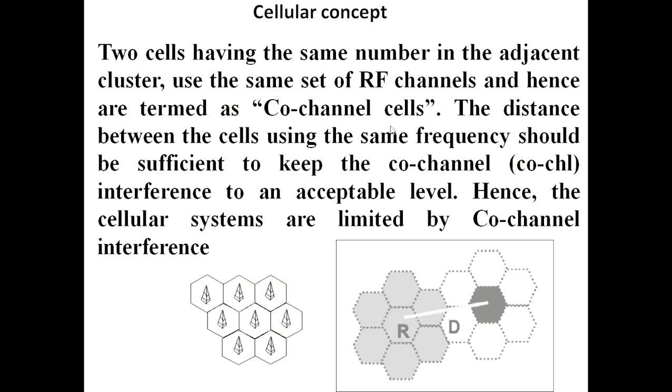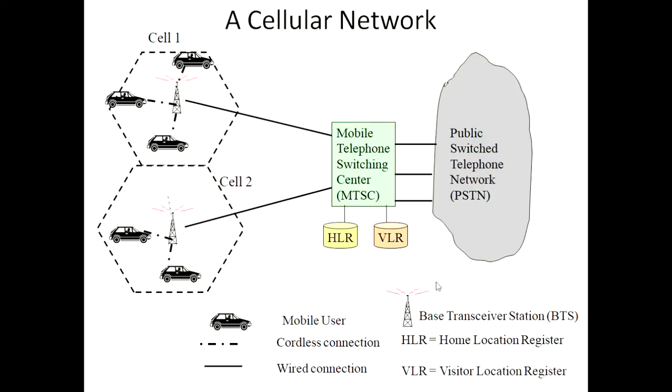Because co-channel cells use the same set of frequencies at a particular distance, we have a limitation in the cellular concept called co-channel interference. The distance between the cells using the same frequency should be such that it reduces the co-channel interference. This is the architecture of the cellular network with the notations used in telecommunication, like MTSC, the mobile telephone switching center, and PSTN, the public switched telephone network. Here are the home location register and visitor location register, which we can study in communication networks.